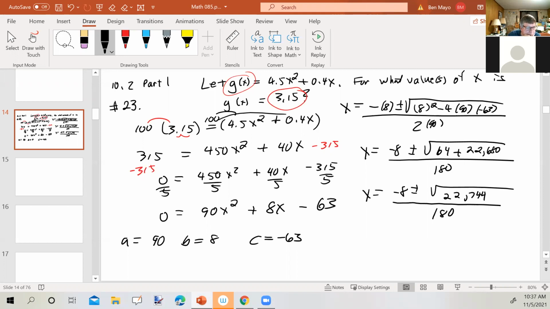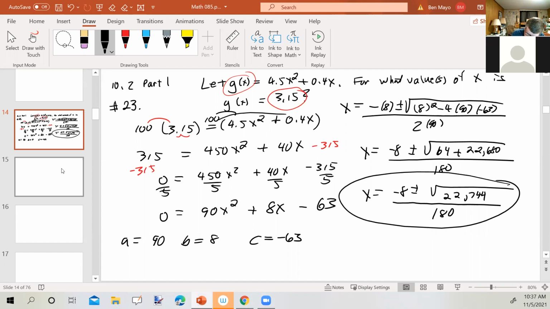Now the directions say approximate the solutions to the nearest hundredth, enter your answers as a comma separated list. The fact that it's saying approximate tells me that probably 22,744 is not a perfect square, but I'm going to try it anyway. I'm going to take the square root of that. And that's correct, it's not a perfect square. Okay, too bad. So now let's take this and go to the next page.